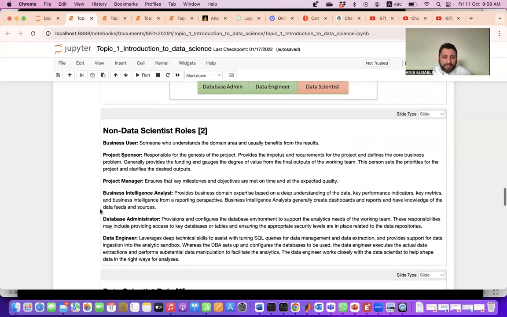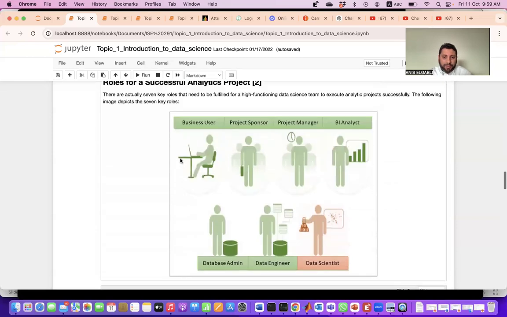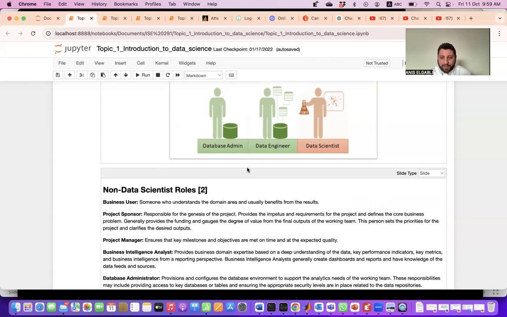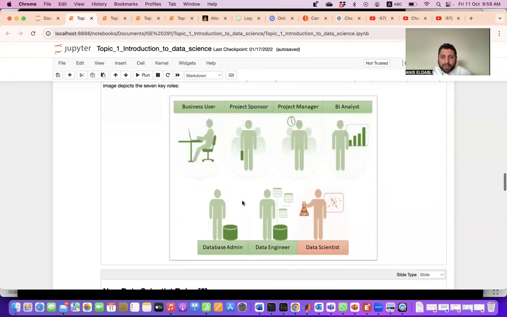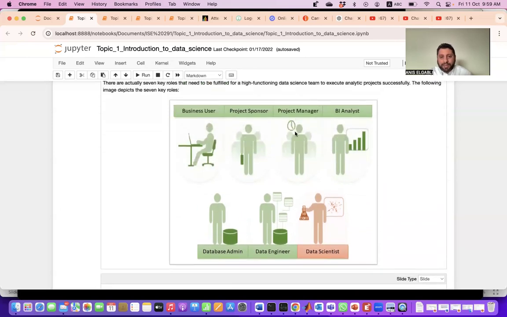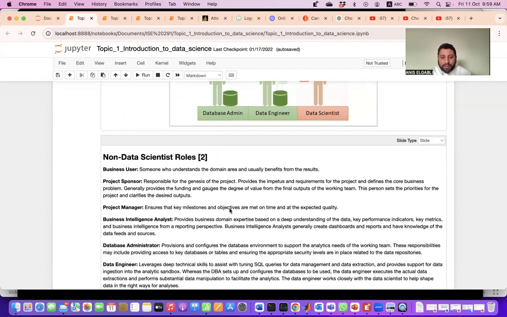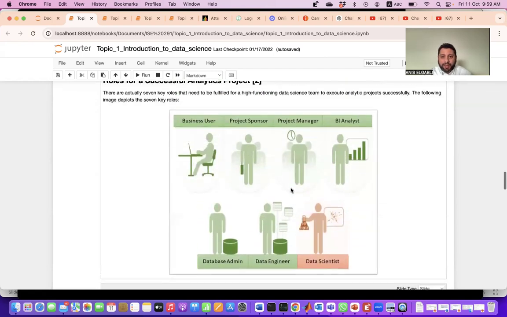The project sponsor, and here are actually the descriptions, okay? The project sponsor, as the name indicates, is the one funding the project, and he is also the one who defines the priorities of the project, okay? The next one is the project manager. As the name indicates, he is the one managing the project. So he has to ensure that the key milestones and the objectives are met on time and at the expected quality.